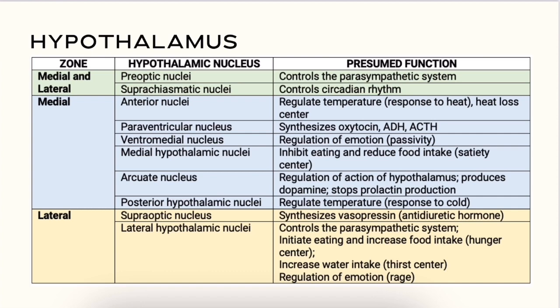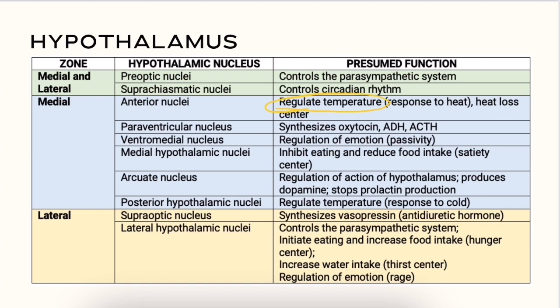Again, they're together because part of them would be part of the either zone. So your preoptic would control parasympathetic system. Your suprachiasmatic controls your circadian rhythm. Okay, and then we have your medial. Your medial has your anterior nuclei, your paraventricular nucleus, your ventromedial nucleus, your medial hypothalamic nuclei, your arcuate nucleus, and your posterior hypothalamic nuclei. Your anterior nuclei helps with temperature.